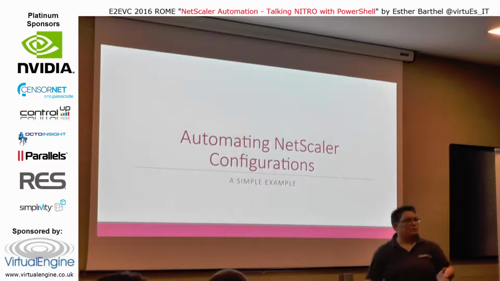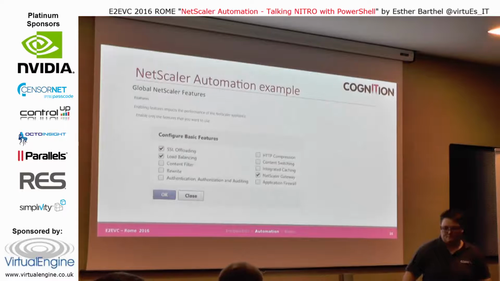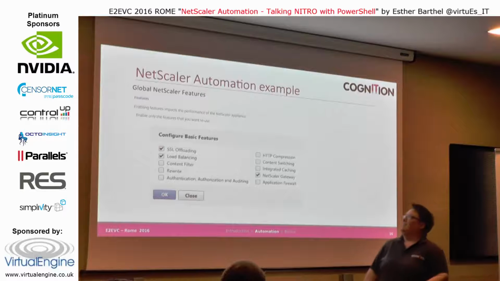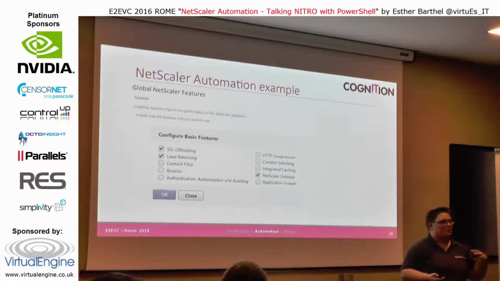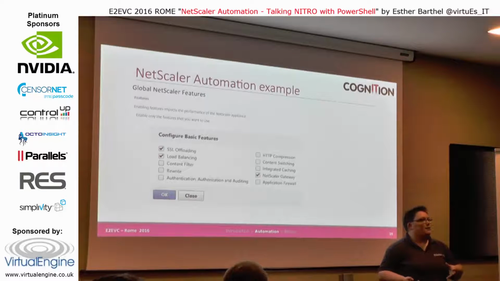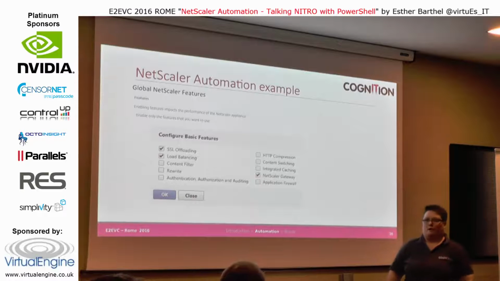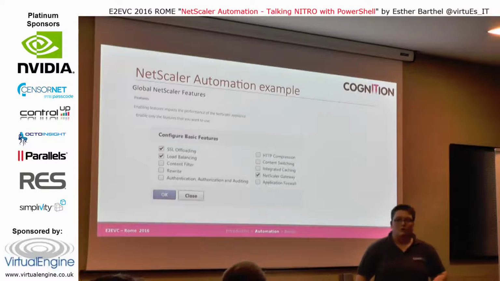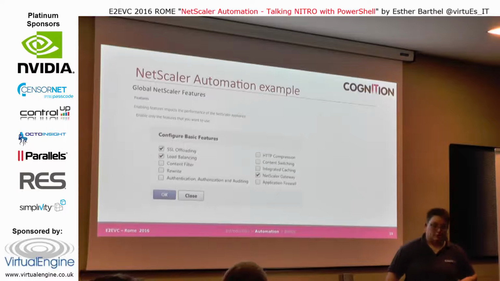So let's look at the automation part. I think most of you who have been working with the NetScaler recognize this screen, or at least one of the versions of the screen. This is basically just using the administrative GUI of the NetScaler to tick the boxes of the features that you want to have enabled. Click on OK, and it is configured for you. So that's a very basic way of doing it. Also a very manual way.